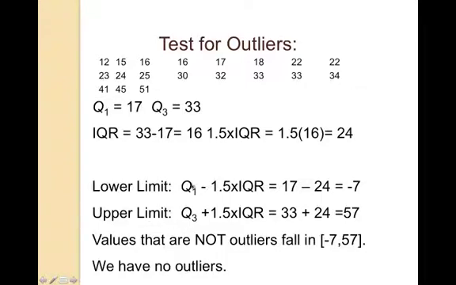Our upper limit is going to be our third quartile plus 1.5 times our IQR, so 33 plus 24, so 57. And we don't have any observations above 57, so we don't have any large outliers. So values that are not outliers fall in the range negative 7 to 57, including the endpoints. Well, all of our values fall within that range. Okay, everything from 12 to 51 is between negative 7 and positive 57. So we have no outliers.